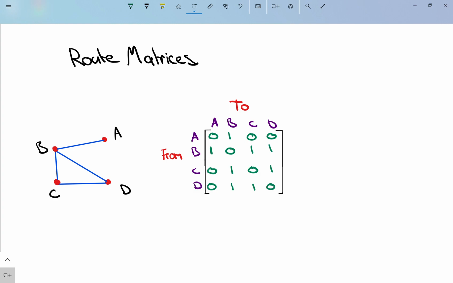Now I'm going to leave this video here about how you build these matrices, and then I'm going to do another one about what we can do to utilize these.